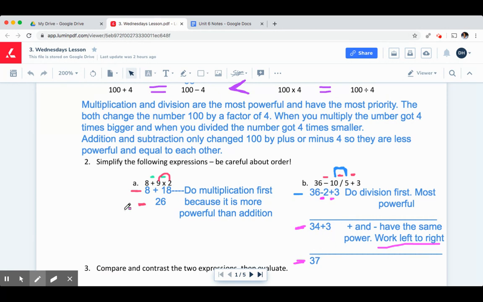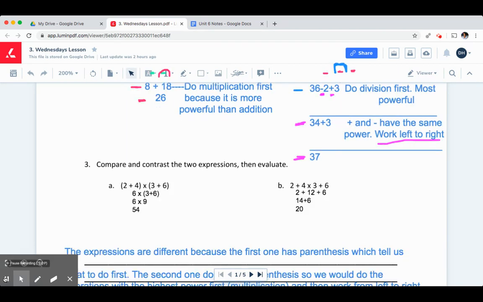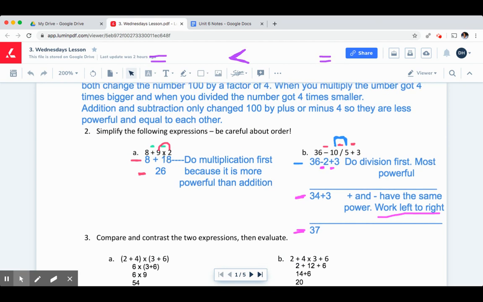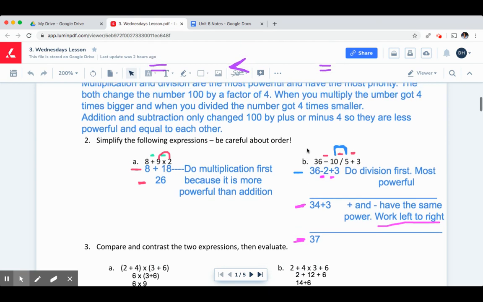So now I want you to recap. What did we just learn about solving expressions that do not have parentheses? We learned that when there is no parentheses in an expression, you should solve the most powerful operations first. So if there's multiplication and division, you should solve those first. And then, if you're left with an operation that does not have multiplication or division and just has addition and subtraction, you should work from left to right because addition and subtraction are equally powerful.